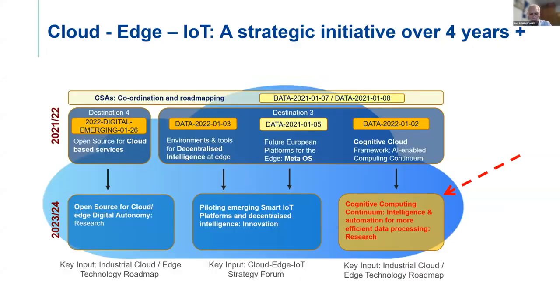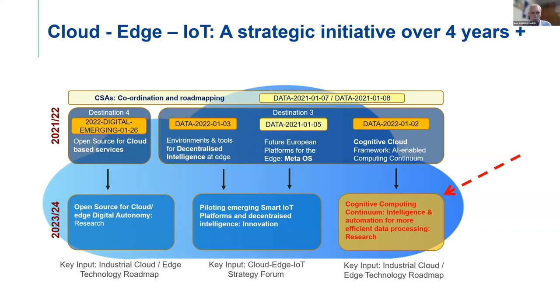Next slide, please. And you will see on the bottom, you have 3 topics which are open now. The blue ones are with a deadline next year, and the yellow one with a deadline this year on cognitive computing continuum and the management of this computing continuum for intelligent and automated techniques for more efficient data processing. That will be presented in a second by my colleague Maria.